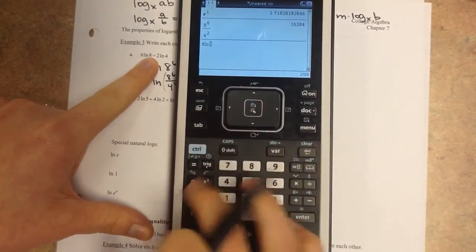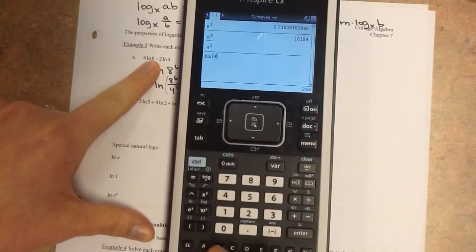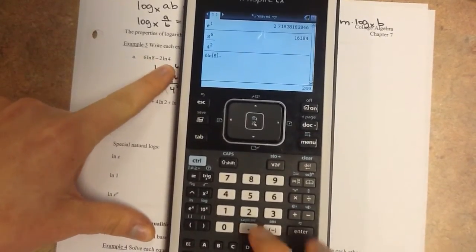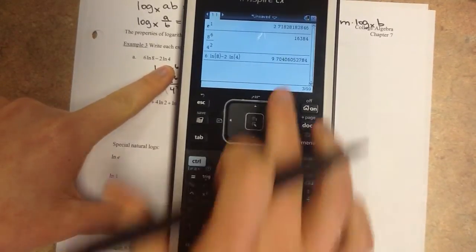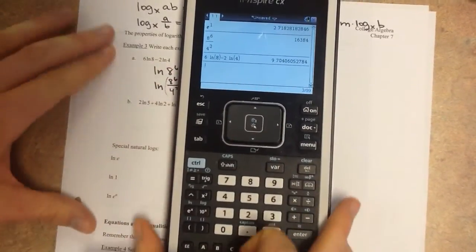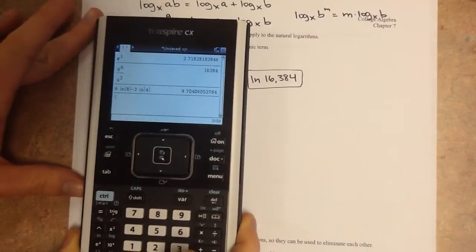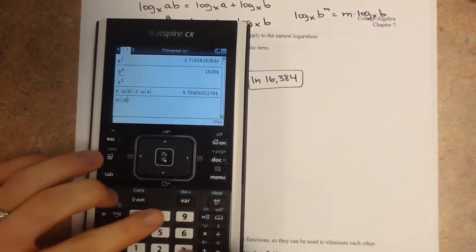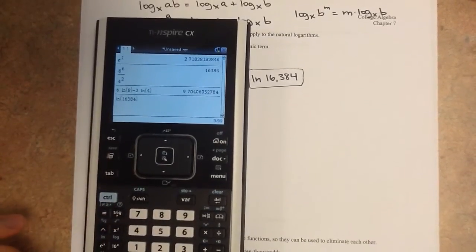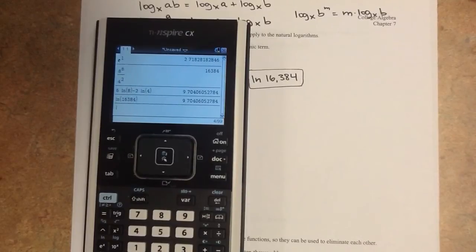So you hit Control first, then that button of 8 minus 2 times the natural log of 4. So that's the decimal value we get for that. Let's test the decimal value we get for this. Okay, so natural log of 16,384. Now notice we get the exact same thing, which means our answer is right.